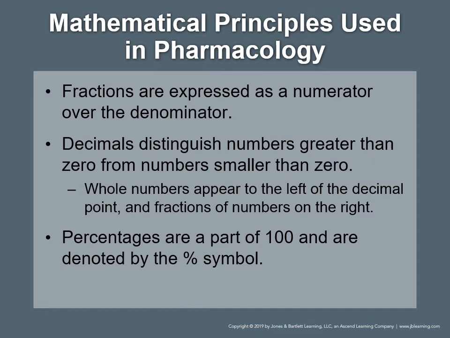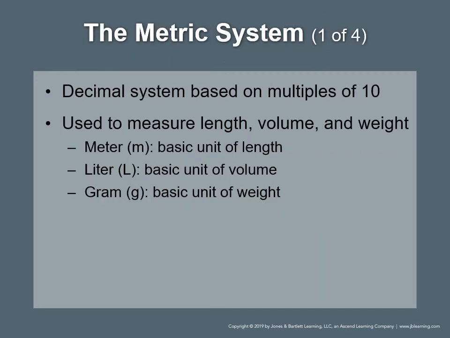Percentages are a part of 100 and are denoted by the percent symbol. It can be represented as a fraction with the denominator 100. Decimals can also be turned into percentages easily by moving the decimal point 2 places to the right. The metric system is a decimal system based on multiples of 10. It is used to measure length, volume, and weights.